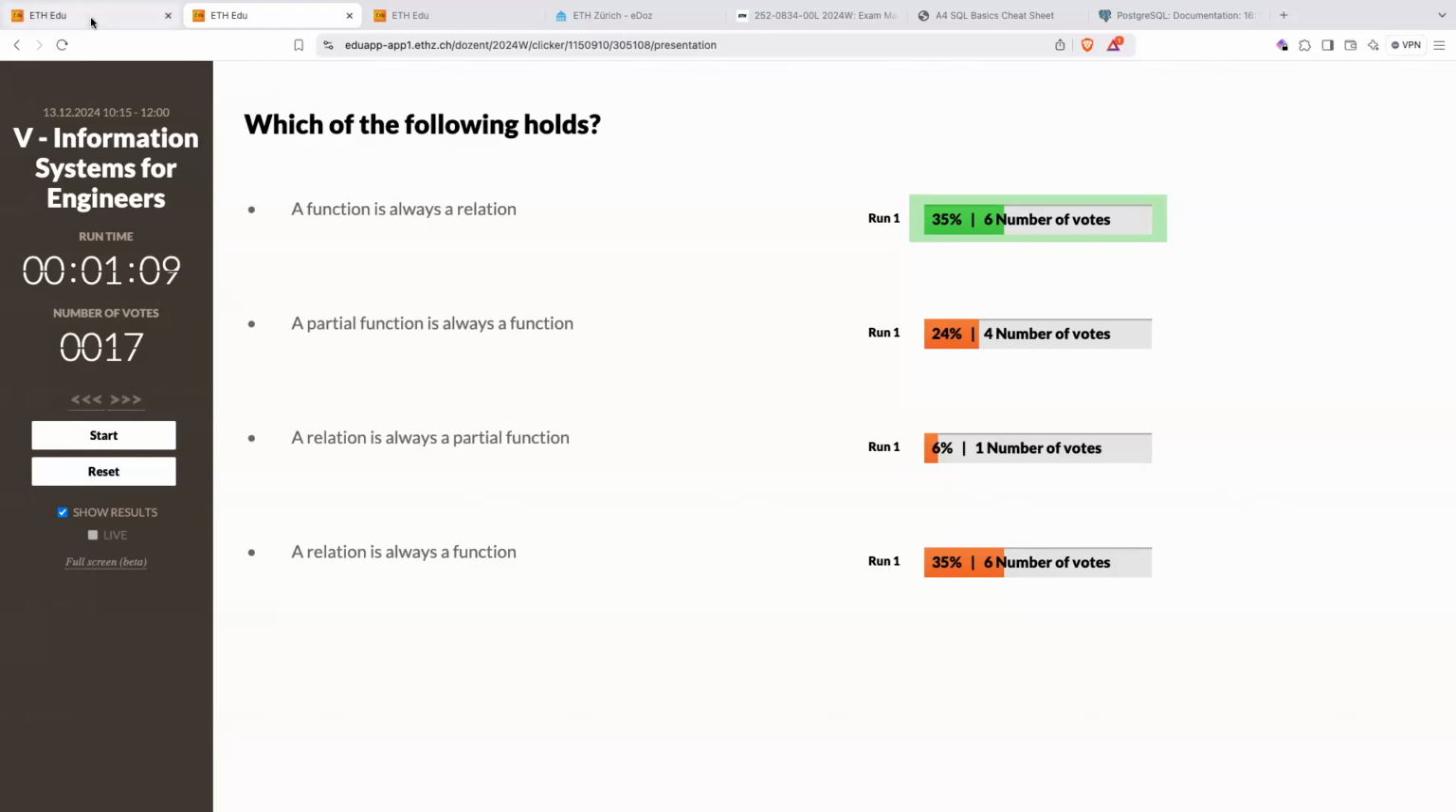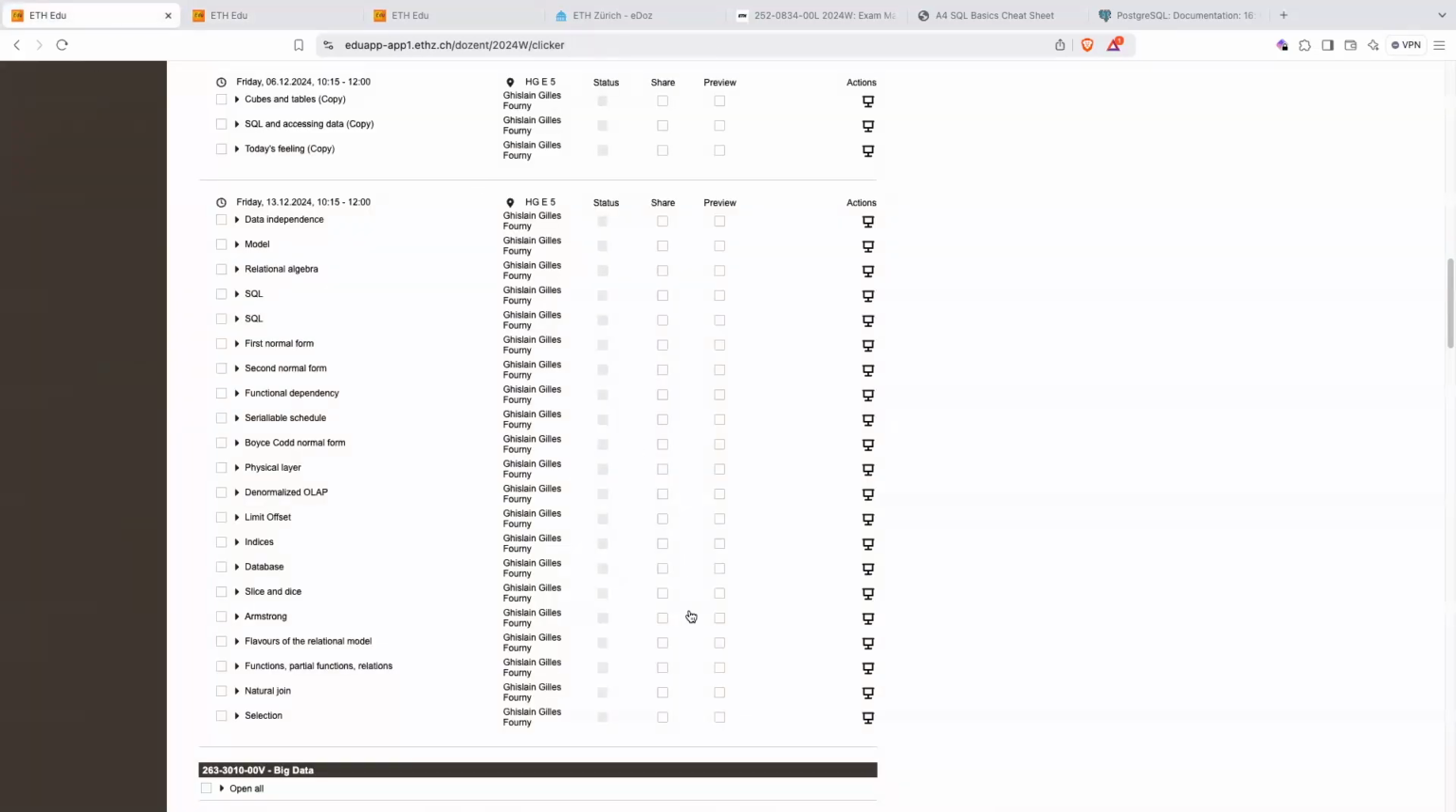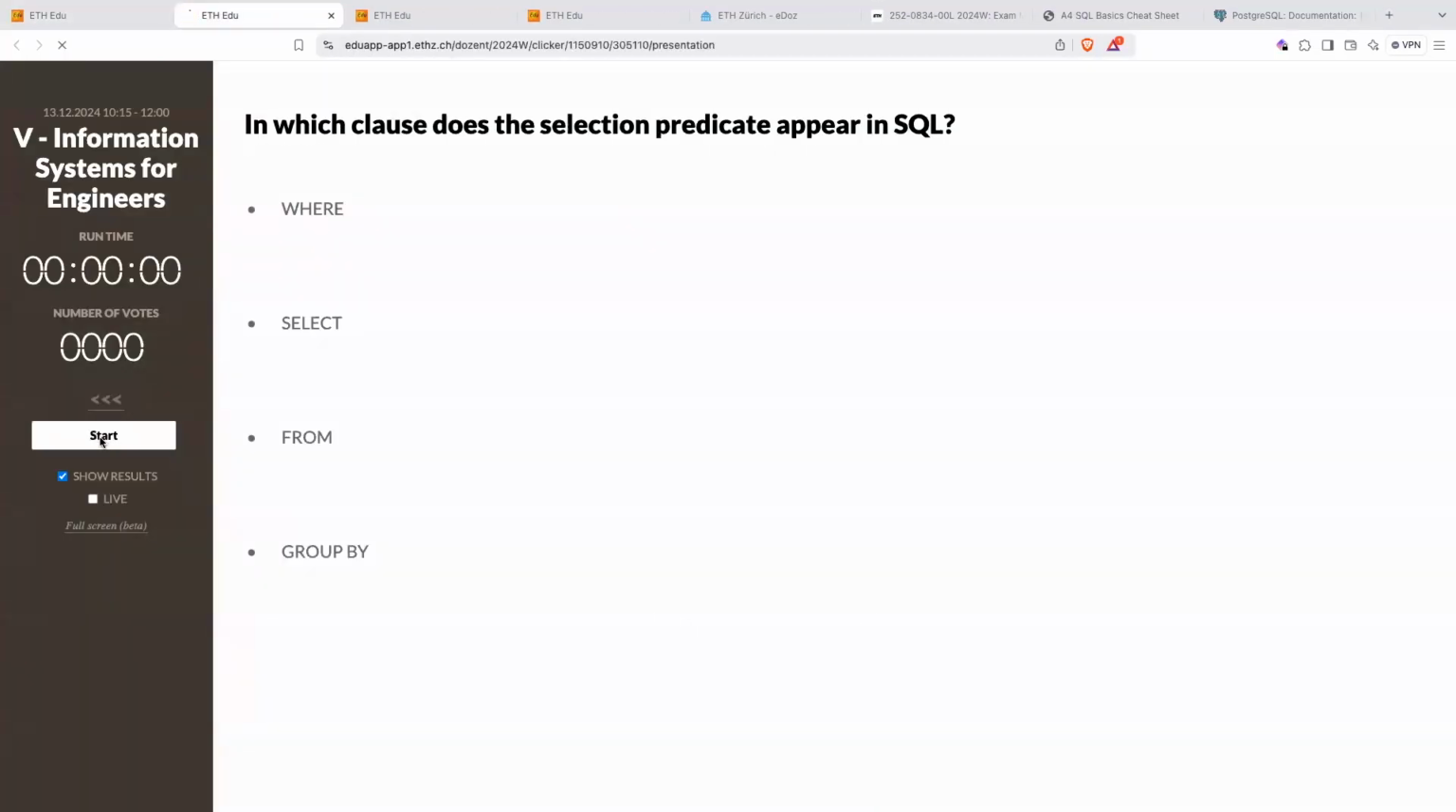All right. Well, that was only 2 questions, so I have to pick those that are not too difficult because I don't want to eliminate everybody too early. In which clause does the selection predicate appear in SQL? Is it the where clause, the select clause, the from clause, the group by clause? Where do you put your selection predicates?